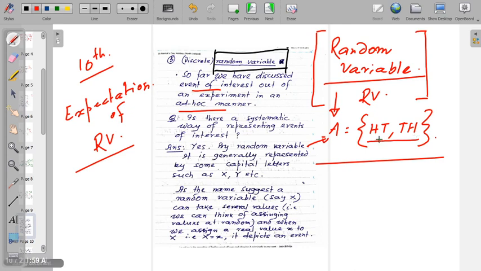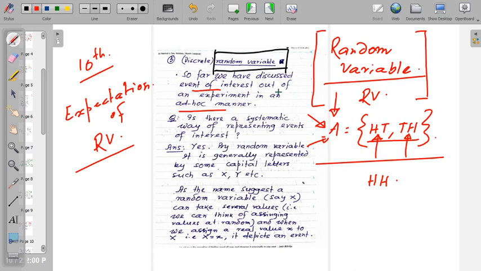Okay, which are the elementary events satisfying the condition that we are having exactly one head? So HH will not be satisfying this because it is having two heads. Okay, so this event of interest, we are defining in an ad hoc manner.